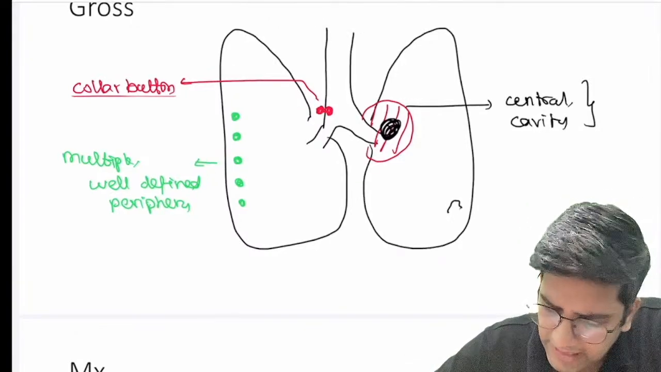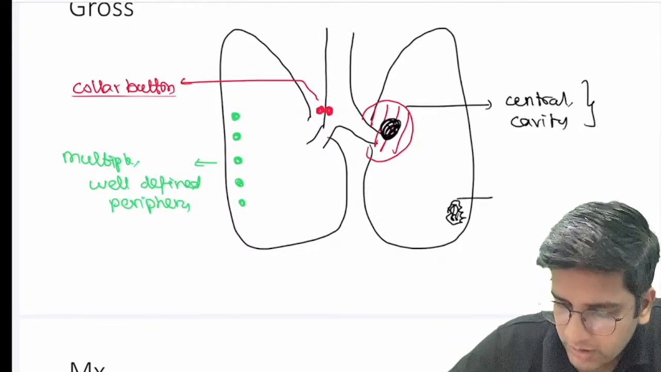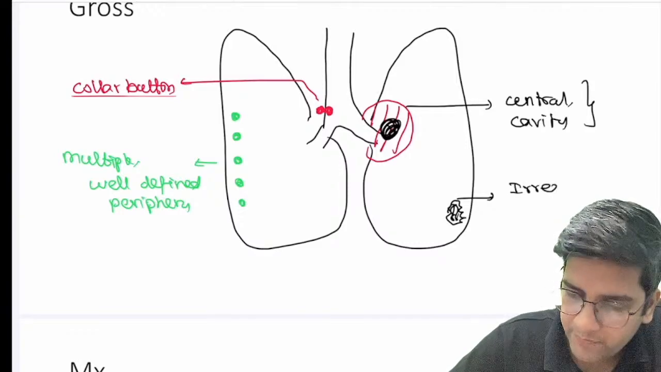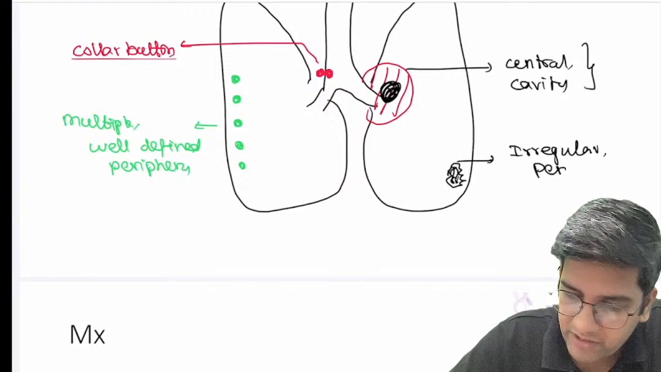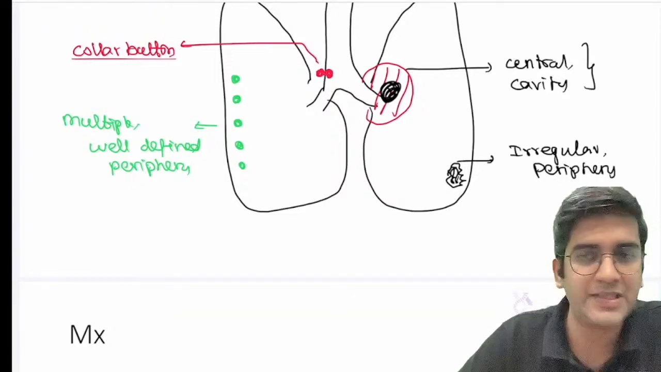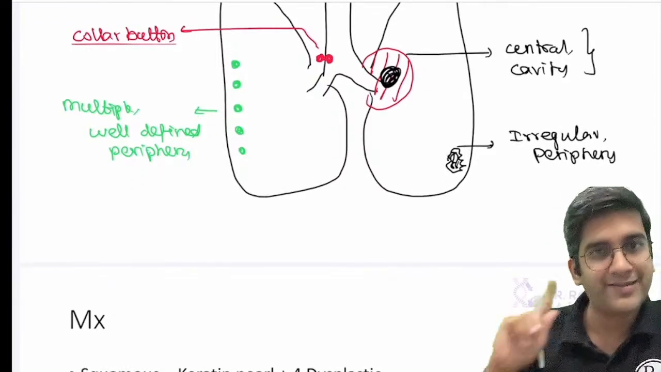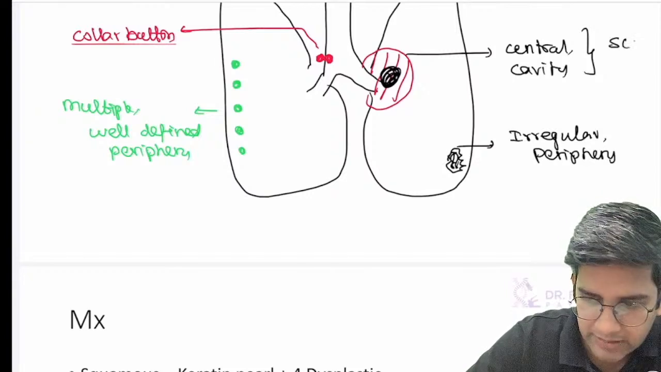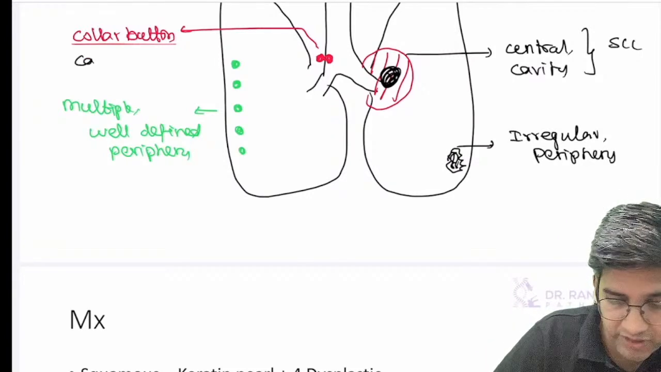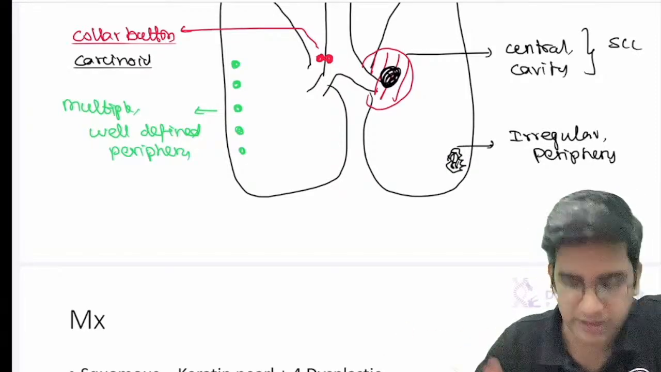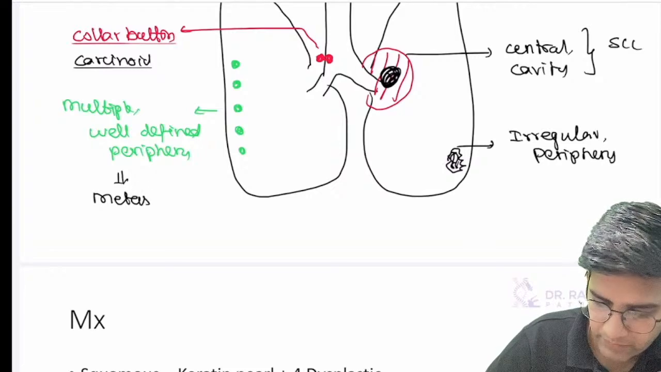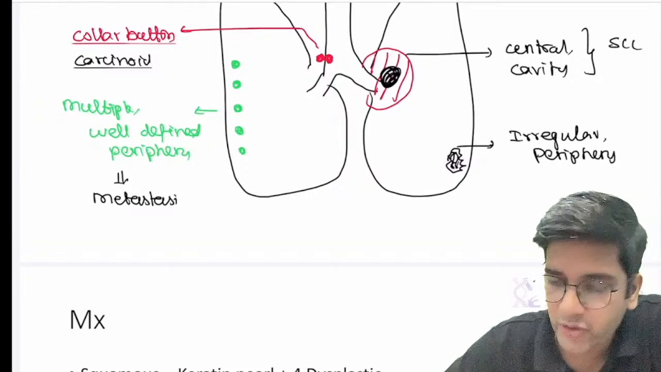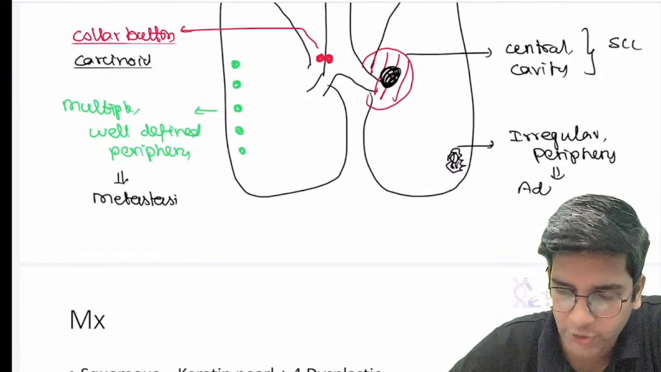Last but not least, I have an irregular lesion. Very irregular lesion, can be single, can be multiple, doesn't matter. Irregular peripheral lesion, most of the time on early diagnosis will be single. What's the diagnosis? Central cavitating lesion, it's squamous cell carcinoma. Collar button lesion is generally carcinoid or neuroendocrine tumors, whatever it is, fine. Multiple well-defined peripheral lesions are your metastasis. Okay, and your irregular peripheral tumor is your adenocarcinoma.